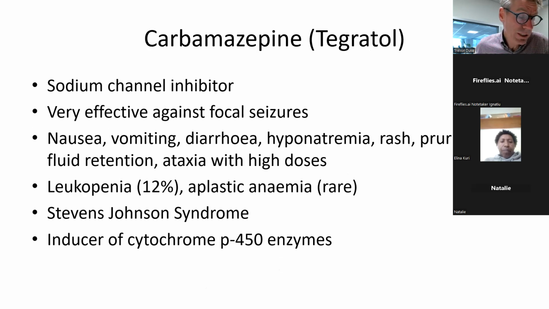I mentioned carbamazepine. It's a good drug for focal seizures. Again, it is a sodium channel inhibitor, a very good drug for focal seizures. In high doses, if a child takes an excessive dose of carbamazepine, then it has some toxicity. Of course, it causes nausea and vomiting and a rash, and sometimes ataxia at very high doses. And it can have an effect on the bone marrow, particularly leukopenia and aplastic anemia. So again, that needs to be monitored in children on carbamazepine.